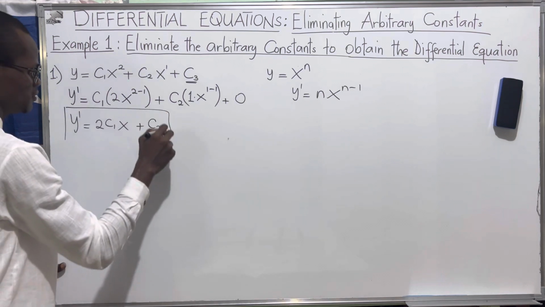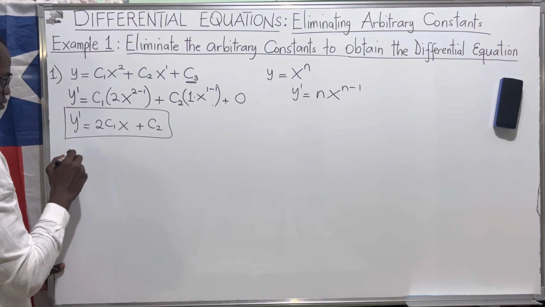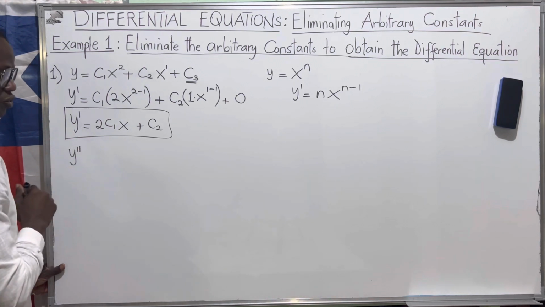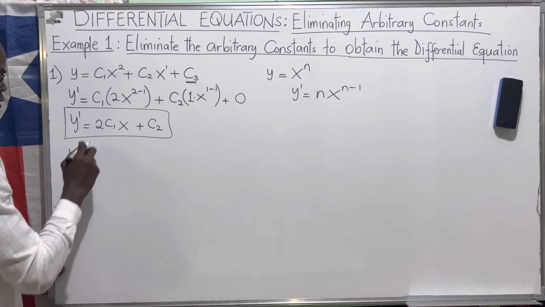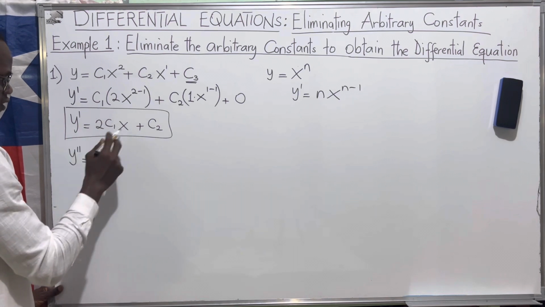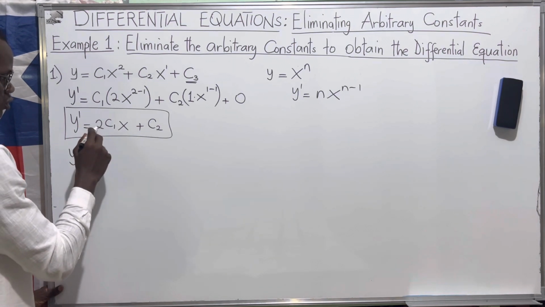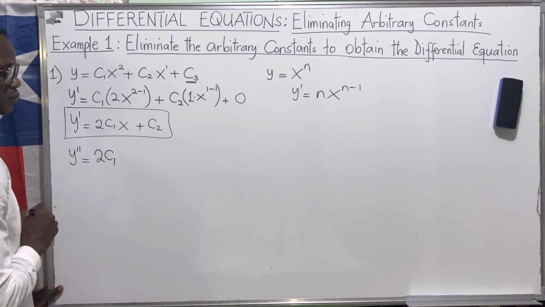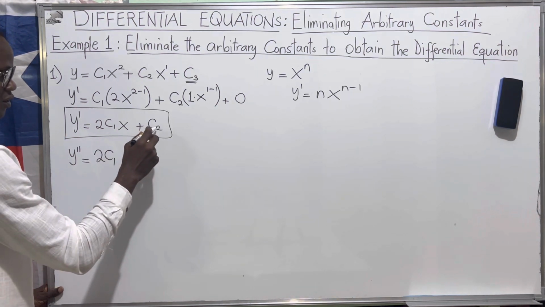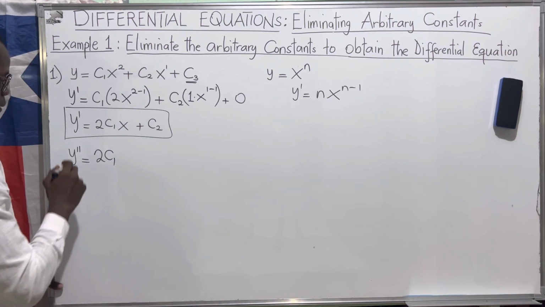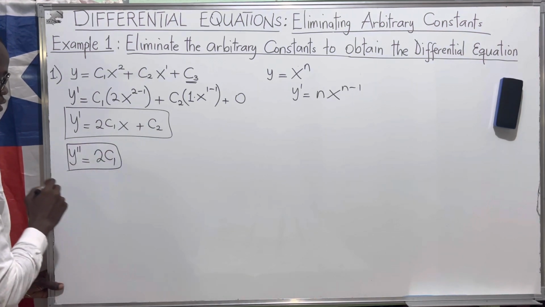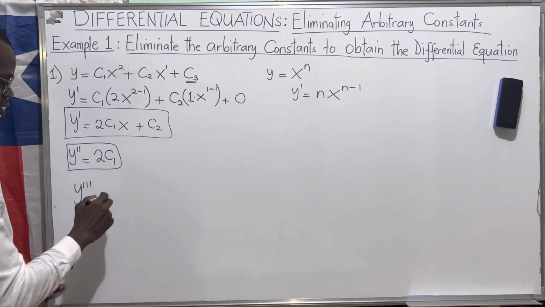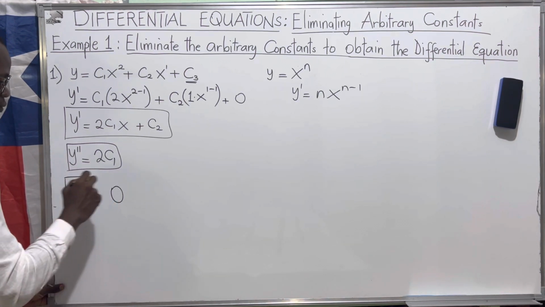So we've gotten the first derivative. We find the second derivative, y prime prime. To do that, we have the derivative of this function. So 2c1x is just 2c1, plus the derivative of this is equal to 0. So we also have the last one, y prime prime prime, which is just the derivative of a constant, which is equal to 0.